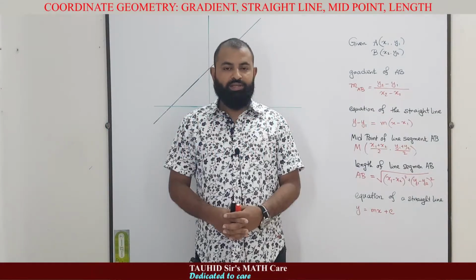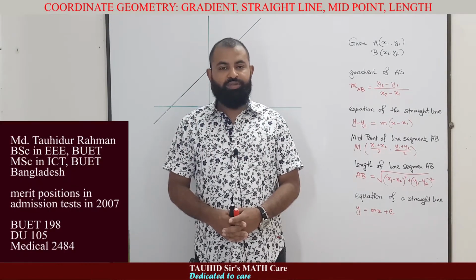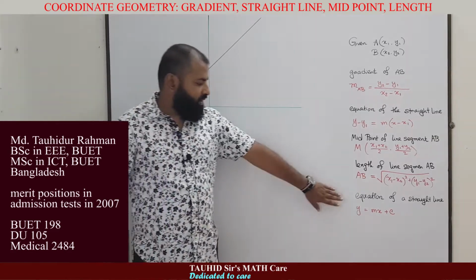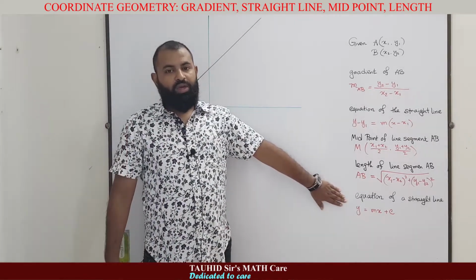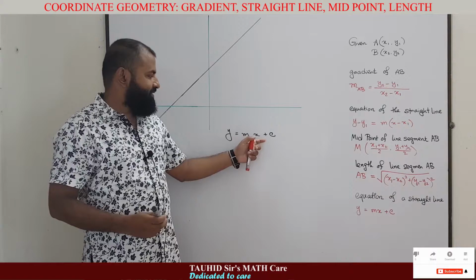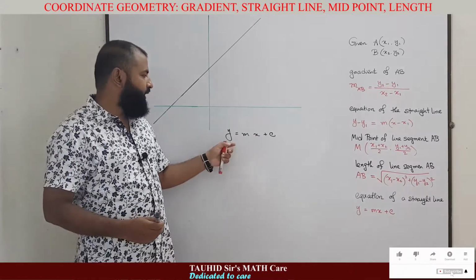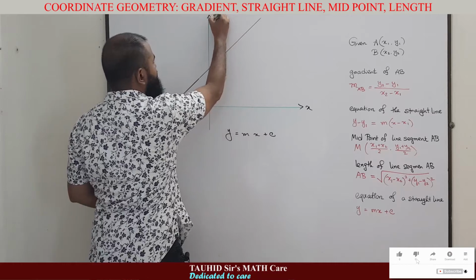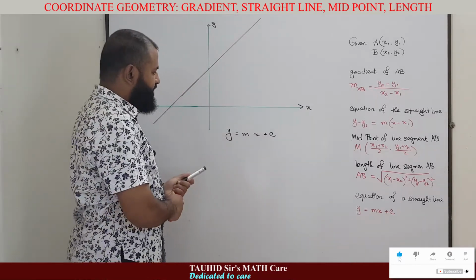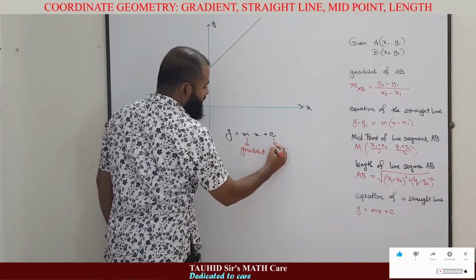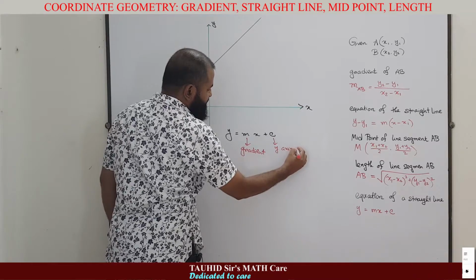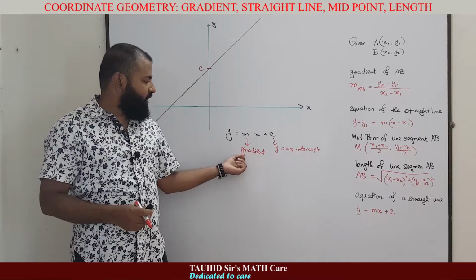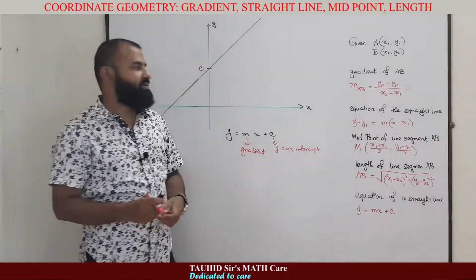In our today's lecture, we are going to learn the whereabouts of the straight line. First of all, the general equation of a straight line is y equal to mx plus c. Here, x is the independent variable, y is the dependent variable, this is x-axis, this is y-axis, m is the gradient and c is the y-axis intercept.